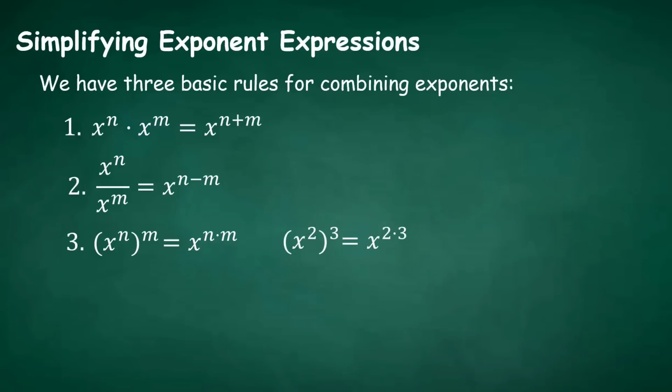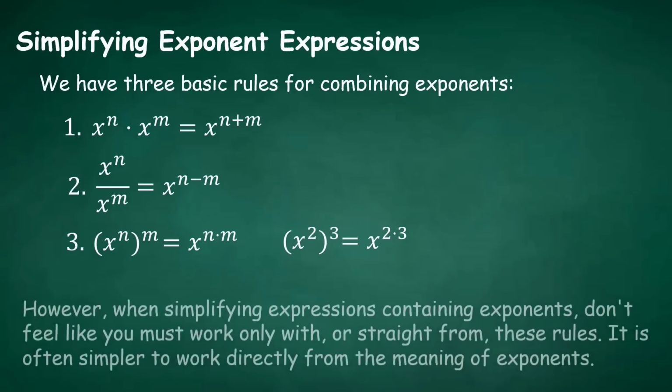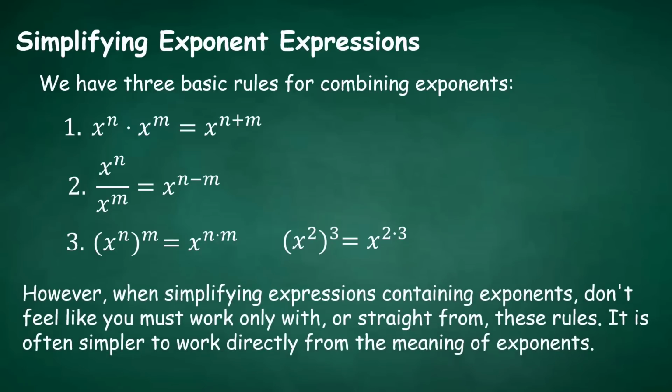So if we have x squared raised to the power of 3, all we need to do is multiply 2 times 3. However, when simplifying expressions containing exponents, don't feel like you must work only with, or straight from, these rules. It is often simpler to work directly from the meaning of exponents.